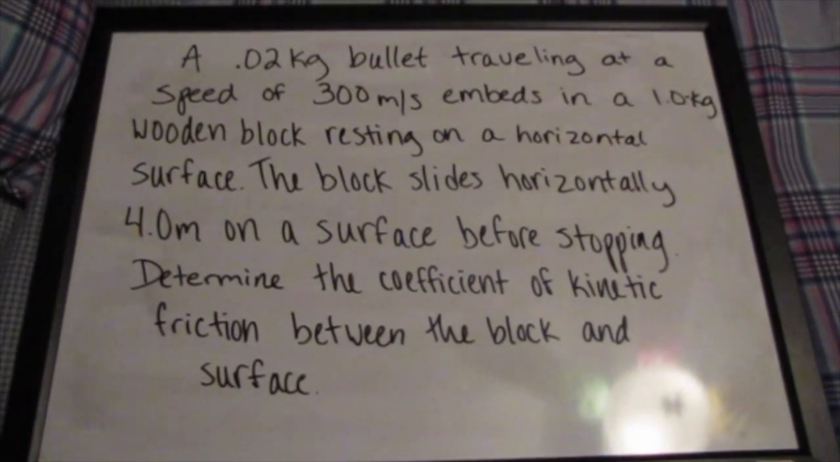A 0.02 kilogram bullet traveling at a speed of 300 meters per second embeds in a 1.0 kilogram wooden block resting on a horizontal surface. The block slides horizontally 4 meters on a surface before stopping. Determine the coefficient of kinetic friction between the block and surface.